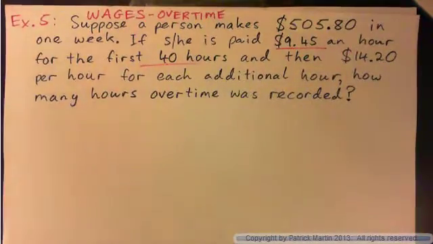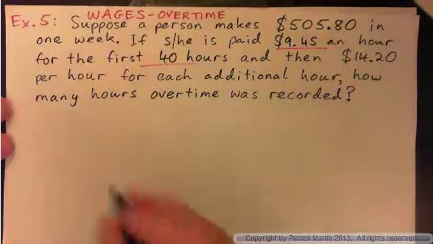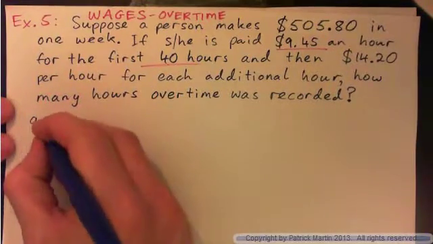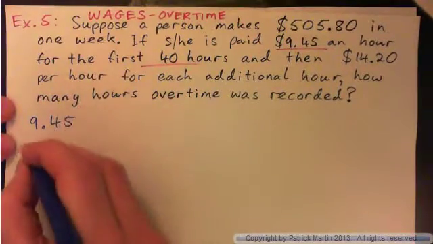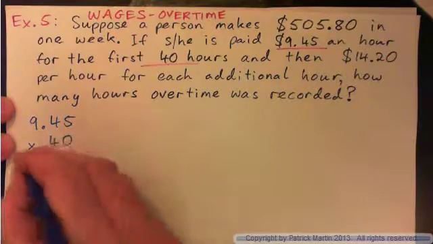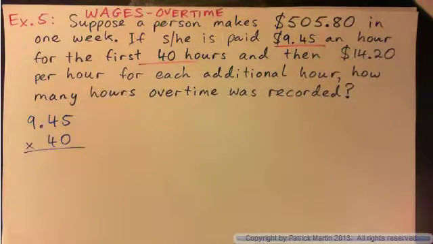What do you think we should do to work this thing out? What should step 1 be? What could your first step be? Couldn't you first take the 9.45 and multiply that by 40, right? And that would tell you how much they got paid in the regular amount of time, wouldn't it? So go ahead and do that.